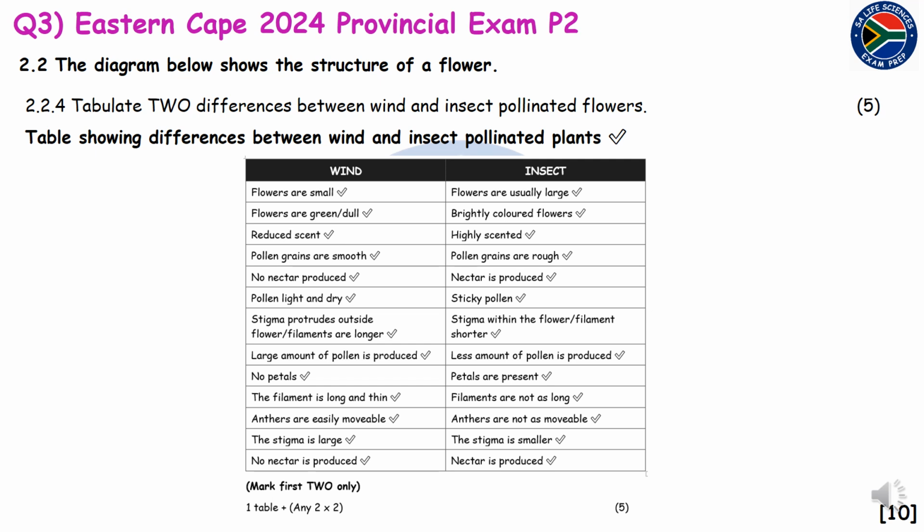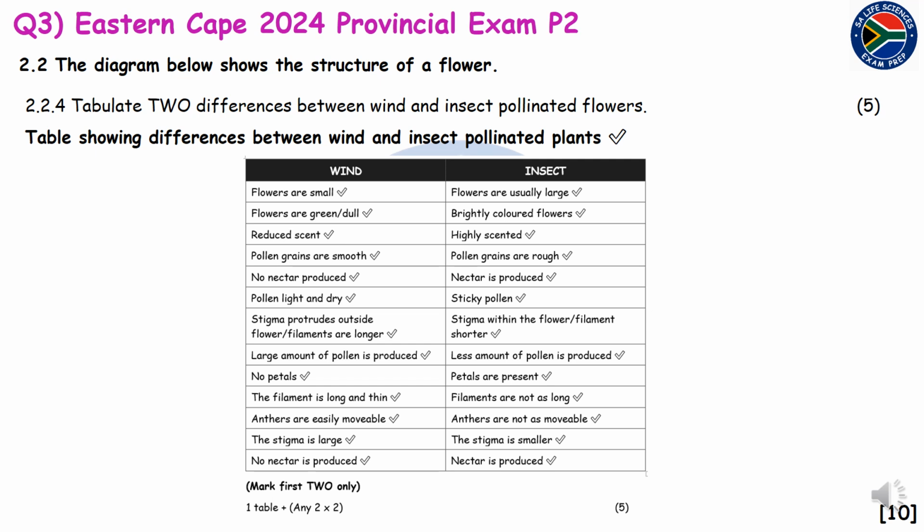Number 2, your table must have a heading. That heading must include both characteristics that you are comparing. And number 3, each column must have its own heading. So, in this question, our heading is table showing the differences between wind and insect pollinated plants. The heading for each column is wind pollinated plant and insect pollinated plant, and we've drawn our table.